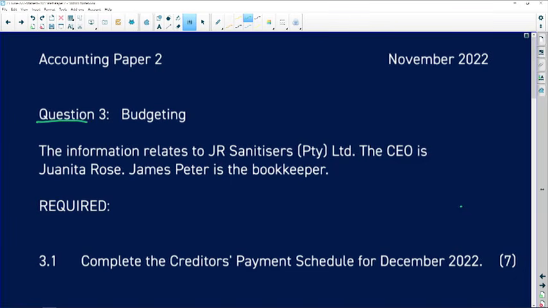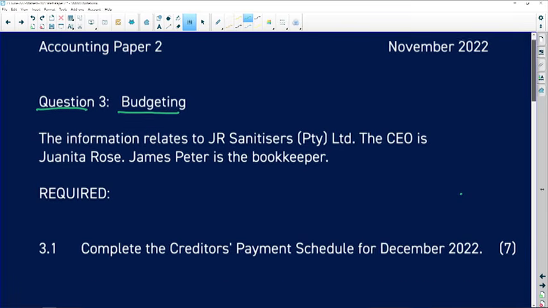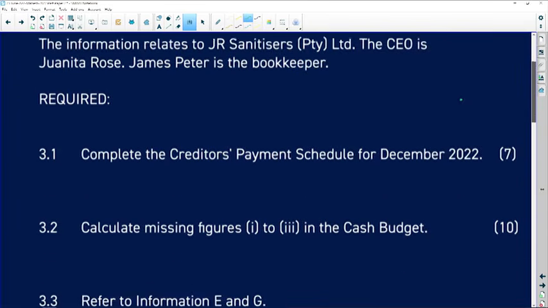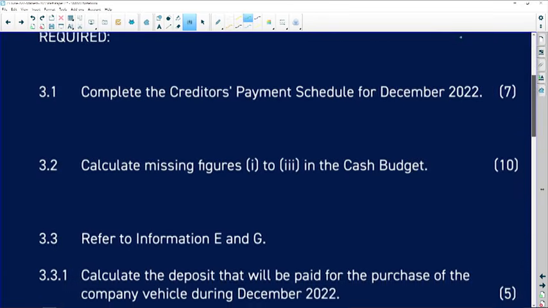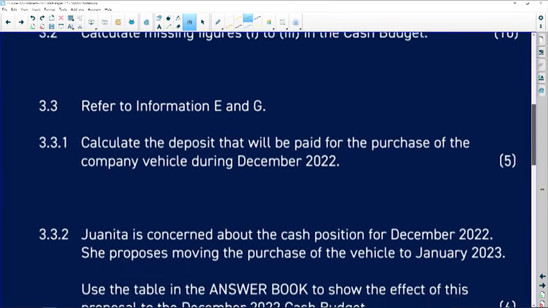Right, question 3, like I said, deals with budgets. The information relates to JR Sanitizer Pty Limited. Okay, the CEO is given to us. James Peter is the bookkeeper. Okay, we don't need that info, right? But we know we're dealing with a company. Okay, required, we'll get to that in a bit.